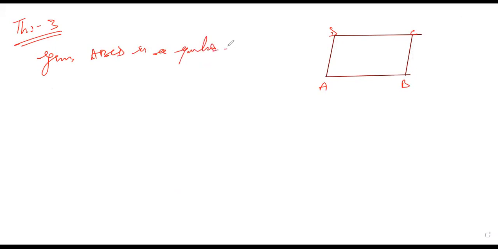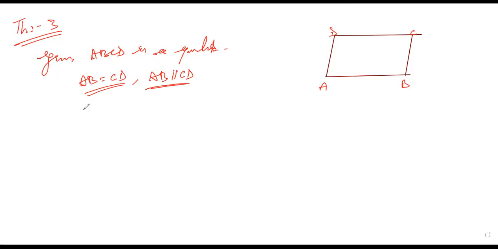It's been given as a quadrilateral, where it has been mentioned that the opposite sides are equal. It has been mentioned that AB is equal to CD. Opposite sides are equal, and also they are parallel to each other. Only one pair is given, that they are equal and they are parallel to each other.